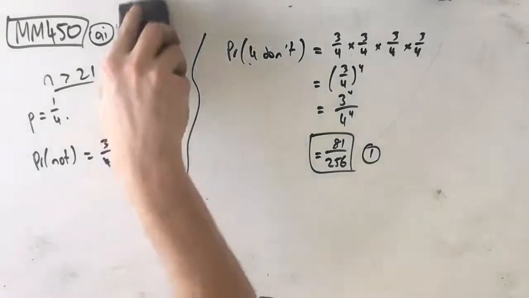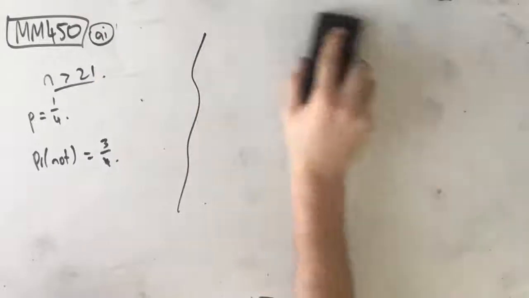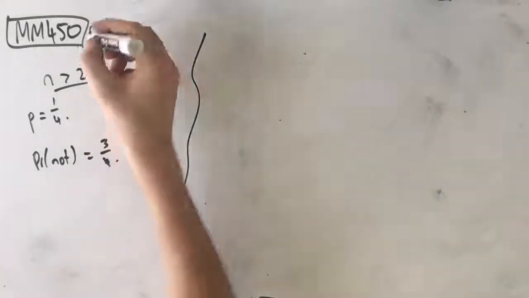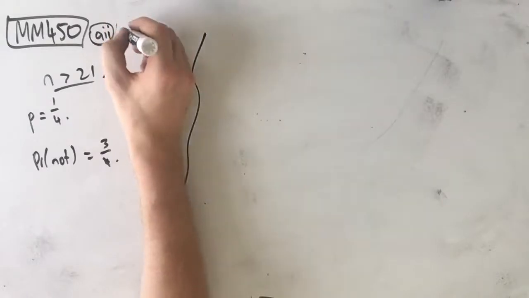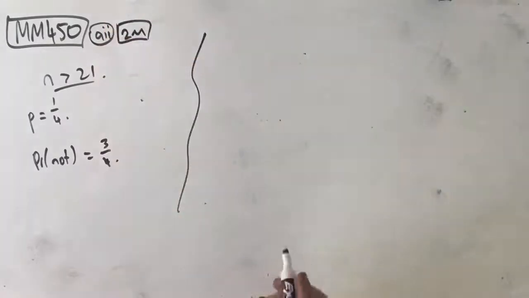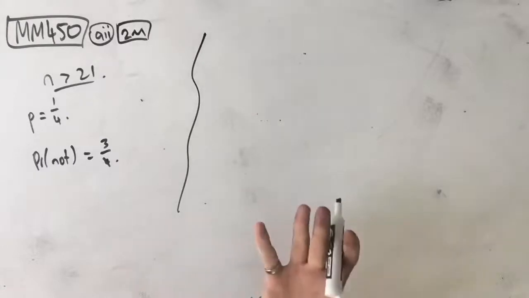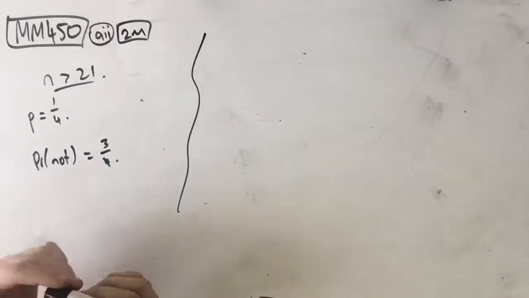Part AII is a 2 mark question and says: find the probability that at least 8 of the first 21 students surveyed own a dog, correct to 4 decimal places. So, what are we dealing with here? We're dealing with binomial distribution, okay?